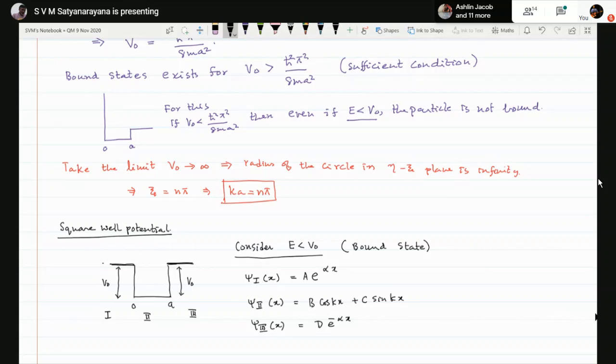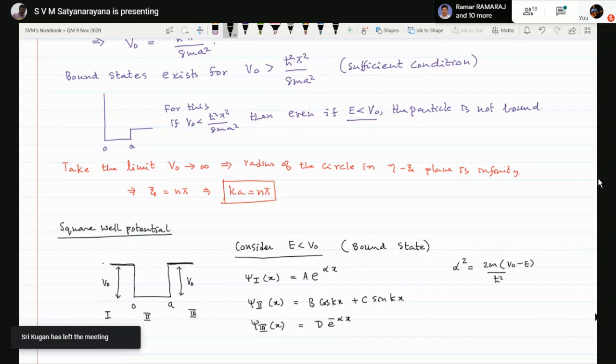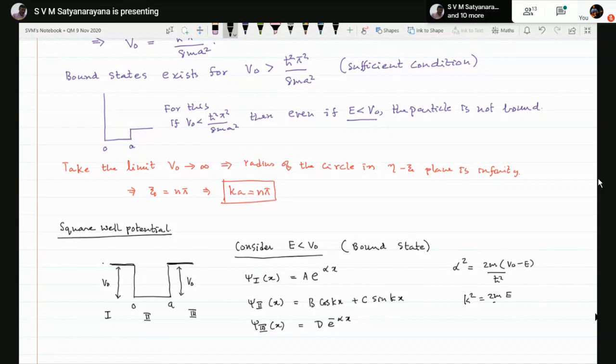Okay, so alpha and k are the same as in the previous case. So alpha square is equal to twice m into V naught minus E divided by h bar square. K square is equal to twice m E by h bar square.